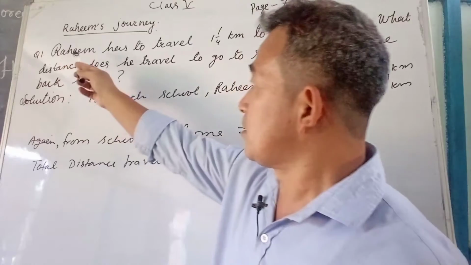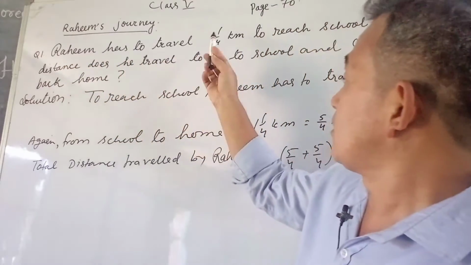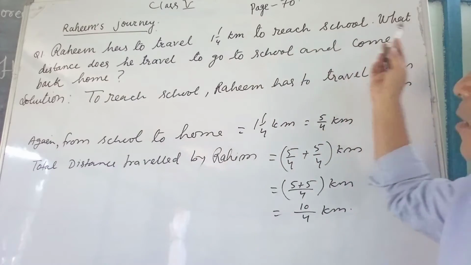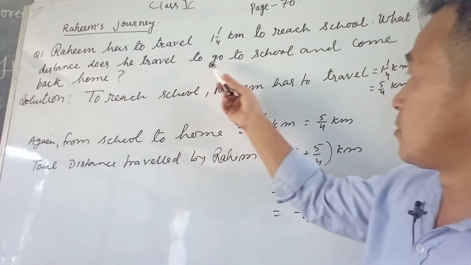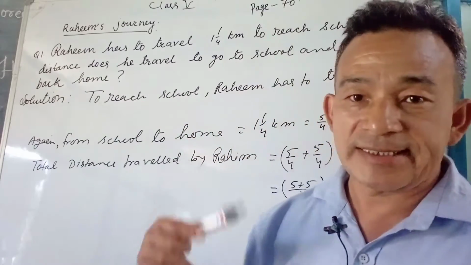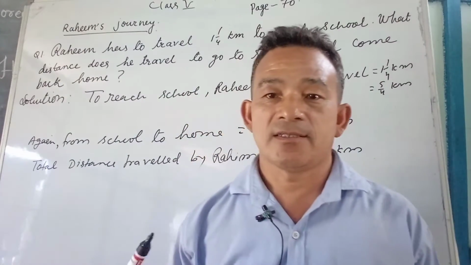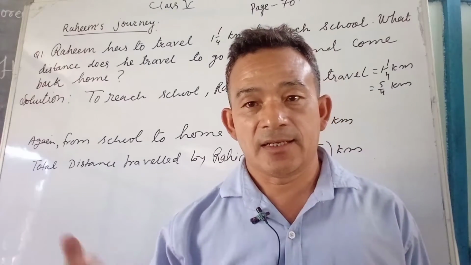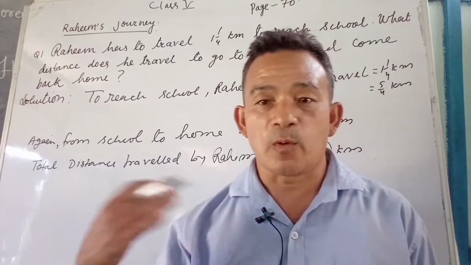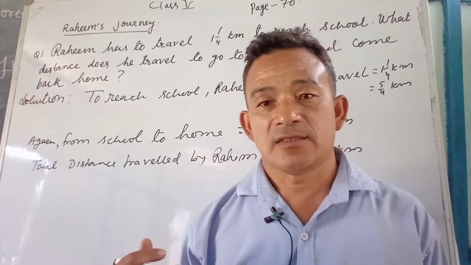Question number 1. Rahim has to travel 1/4 kilometer to reach school. What distance does he travel to go to school and come back home? So how much distance does he take in making to and fro, for going and for coming?